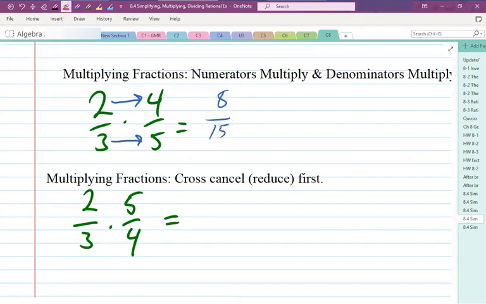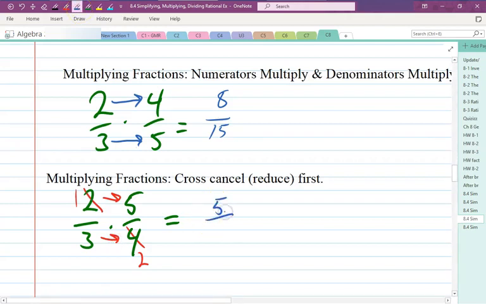Now if possible, you're going to want to cross cancel first or reduce top to bottom. It doesn't have to be across, it can be anywhere on top and bottom. So here I have a 2, can cancel out with the 4, and that becomes 1 over 2. Now I can multiply straight across, and that gives me 1 times 5 is 5, and 3 times 2 is 6. Always look to see if you can still reduce. If you can reduce, that just means you didn't cancel out enough, and that's perfectly fine. Just reduce it at the end if you haven't canceled it.